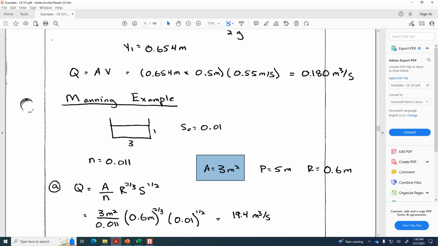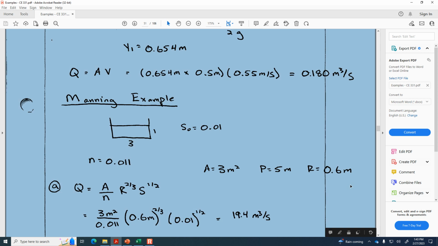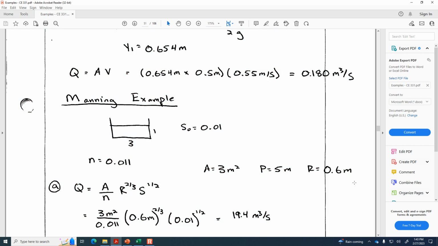But in this case, what we do is multiply the area of 3 square meters by the velocity here. I've substituted in the 0.011, the hydraulic radius to the 2/3 power, and the 1% slope to the 1/2 power, and that tells us that the flow rate would be 19.4 cubic meters per second in this situation. Okay, any questions about this first use of Manning's equation?